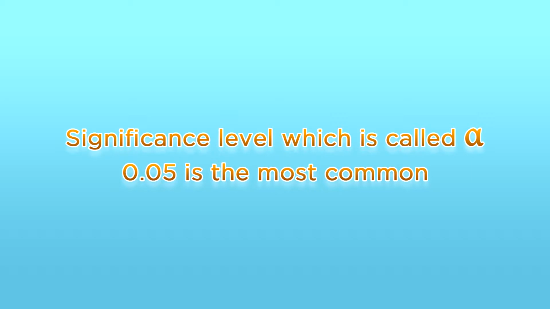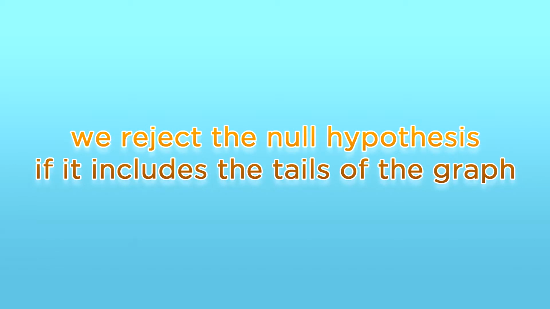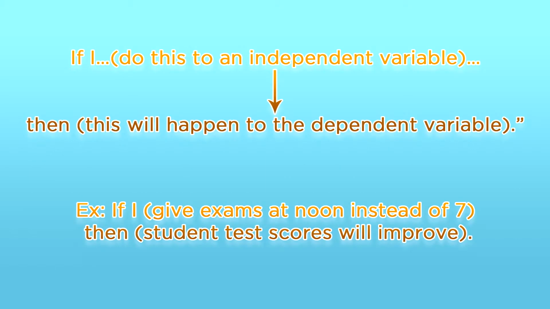Also, to determine if we should reject the hypothesis, we select a significance level that is called alpha. The most common number used for alpha is 0.05. Alpha specifies the size of the rejection region, where the null hypothesis is rejected. We always reject the null hypothesis if the result falls in the tails of the graph. Also, the correct way to make the hypothesis is by saying, if I do this, the independent variable, then this will happen, which means the dependent variable.